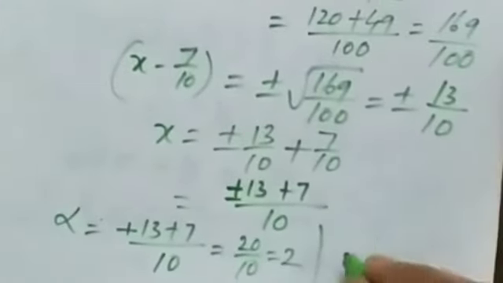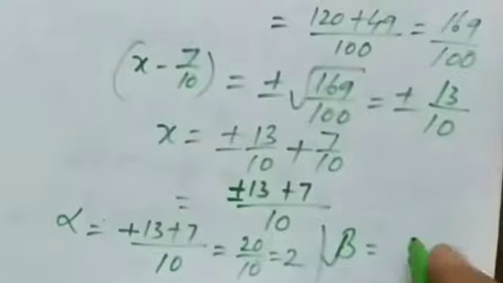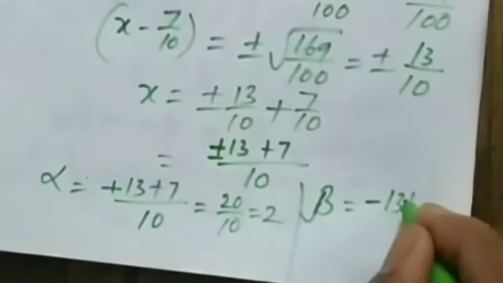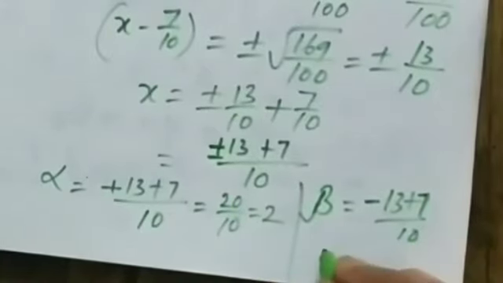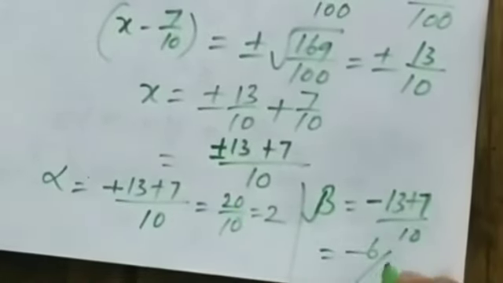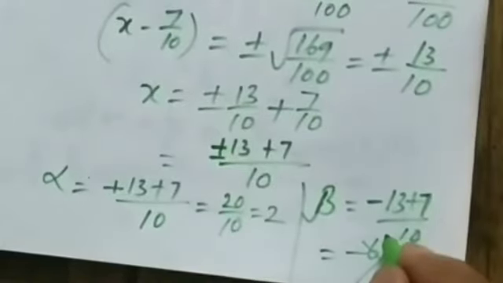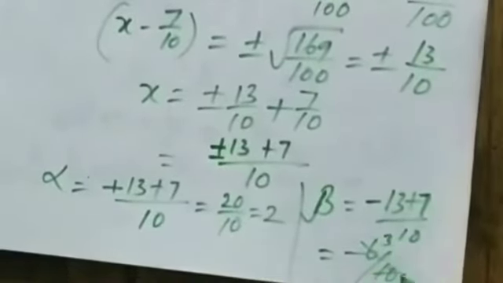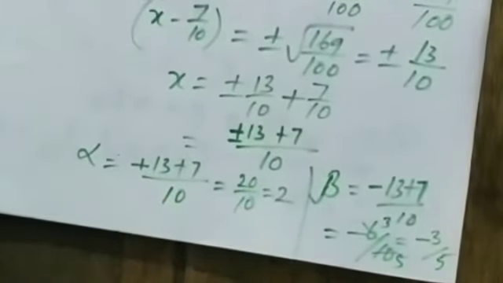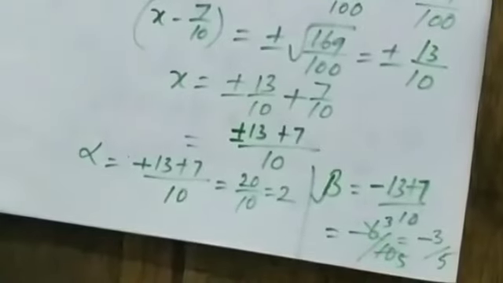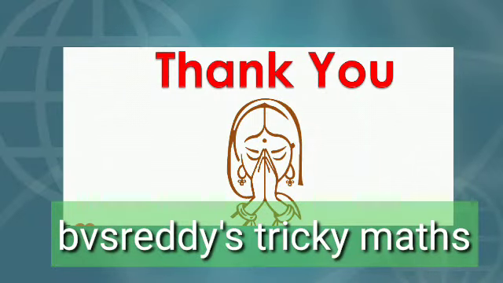Now the second zero, beta, equals minus 13 plus 7 by 10. So it gives us minus 6 by 10. On cancellation, 2 3s are 6, 2 5s are 10. So minus 3 by 5 is the second zero. Thus, practice as many as you can in the textbook remaining problems, then you can become perfect in this type of solving problems.